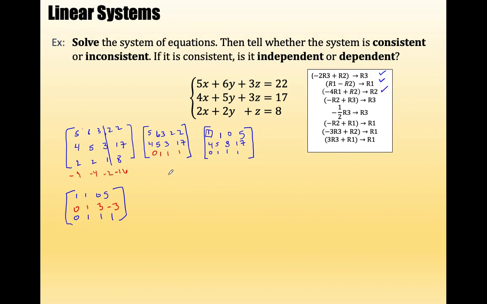Check. Negate R2 and add it to row 3 and replace row 3. Check. Divide row 3 by -2. Check.